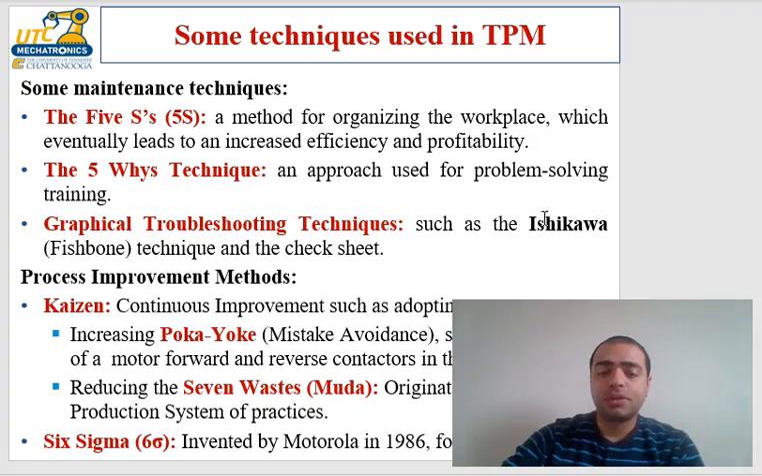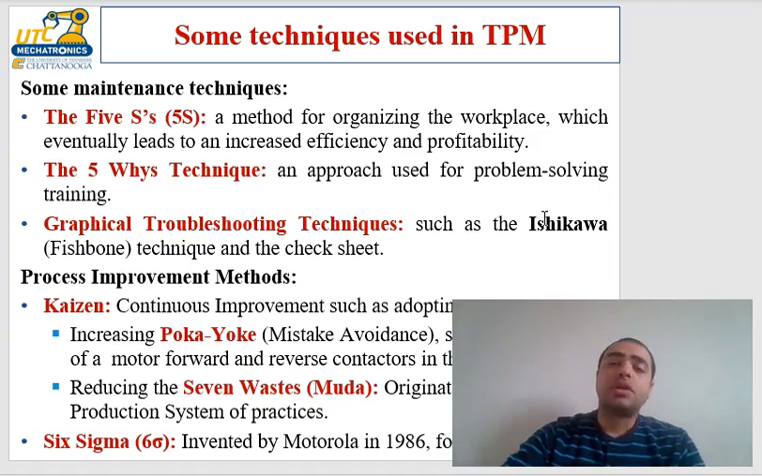There's also process improvement. For process improvement, there are two very popular methods that are used. One of them is called Kaizen. Kaizen is another Japanese word, which means continuous improvement. Okay, so Kaizen is very popular. It's actually two words, Kai and Zen. Basically, it means in English continuous improvement.